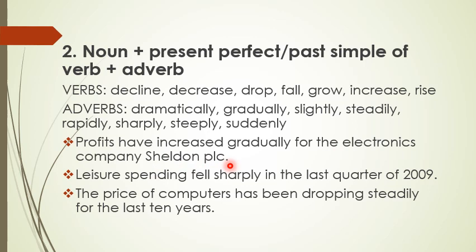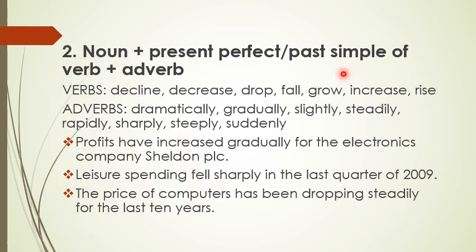So we use this standard to state a very nice sentence talking about the increase in the profit for this electronic company. Another sentence, leisure spending. Here, leisure spending is a noun phrase. A noun phrase is used to give a lot of information in just a few words. Noun phrase here, leisure spending, works as a noun.